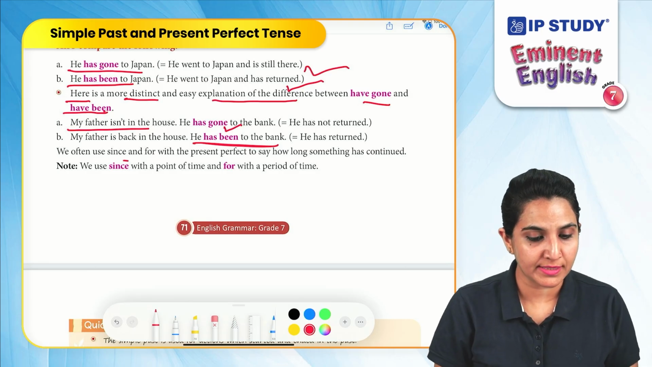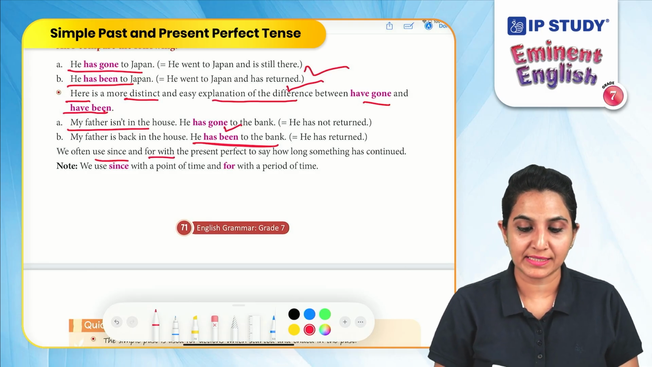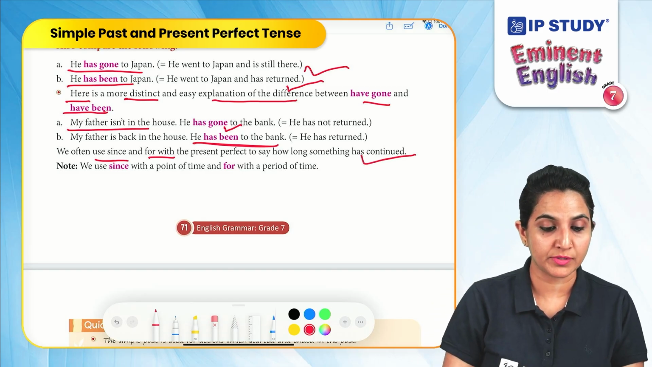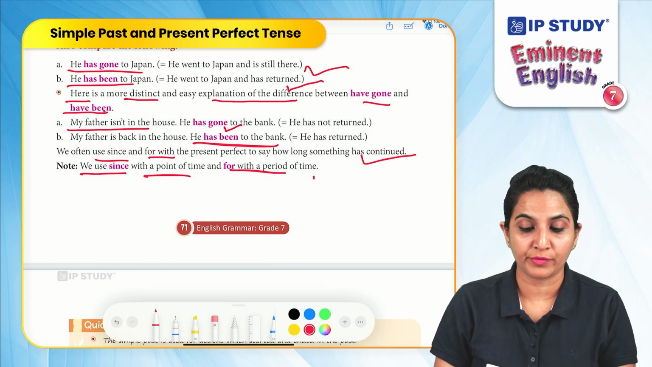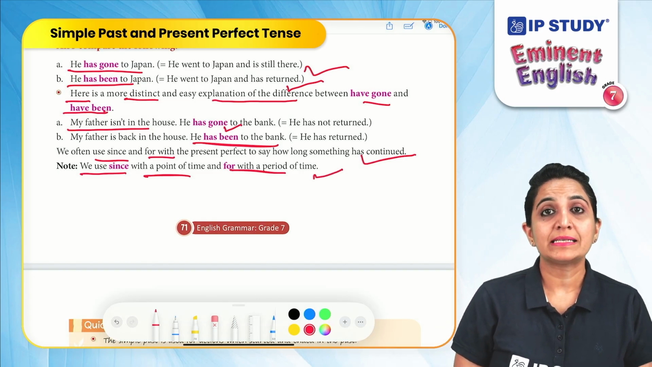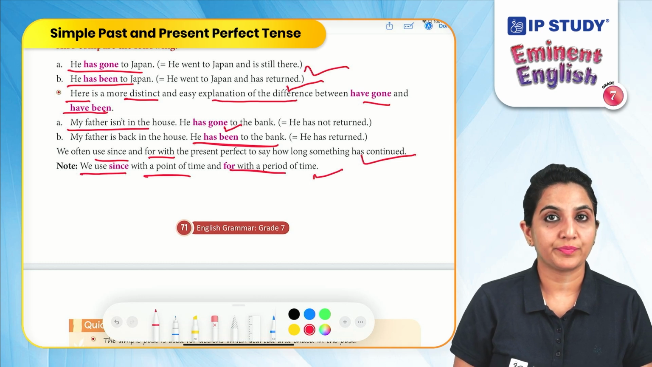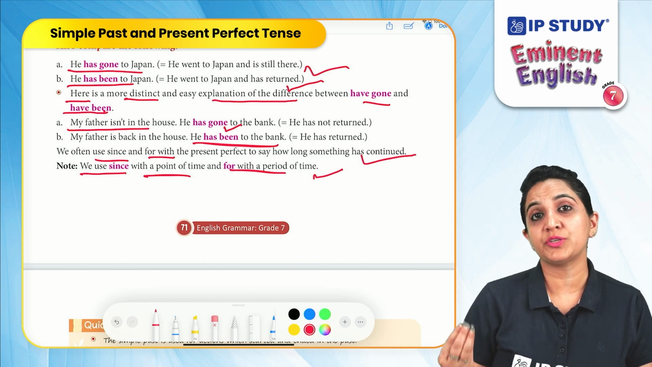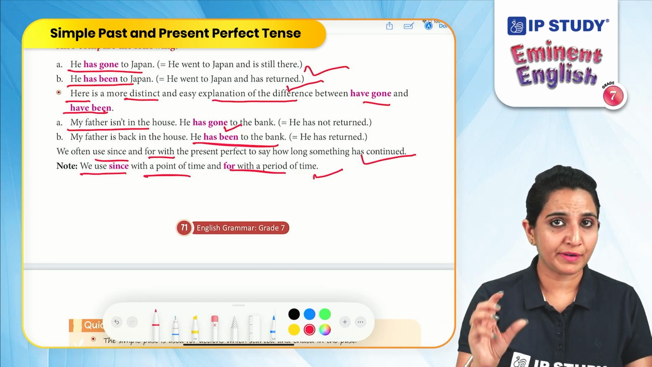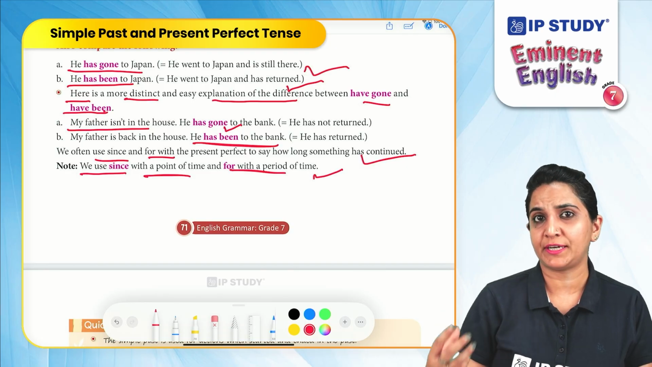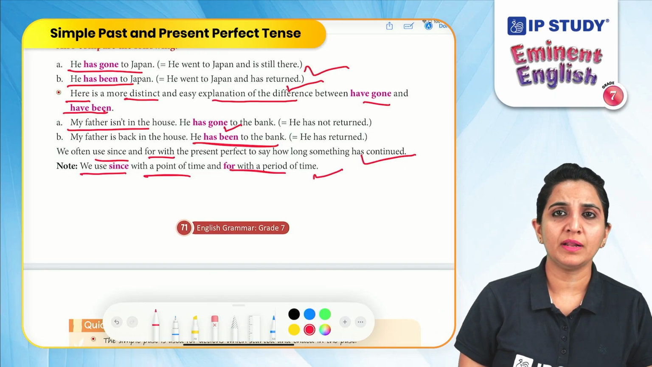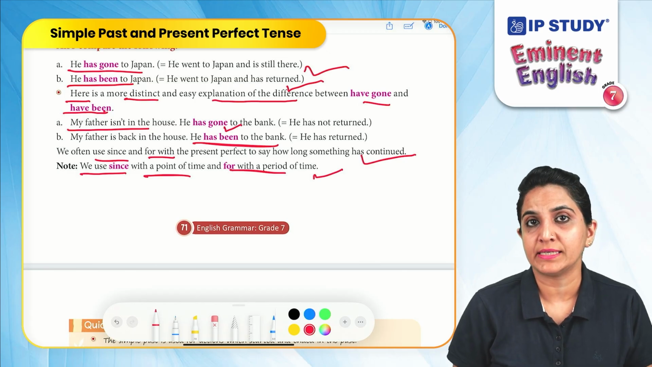We often use since and for with the present perfect to say how long something has continued. We use since with a point of time and for with a period of time. For example, we have been living in this house since 1975. So when a definite point of time is mentioned, we use since. But when a definite year or month is not mentioned, we use for. For example, we have been living in this house for 20 years.